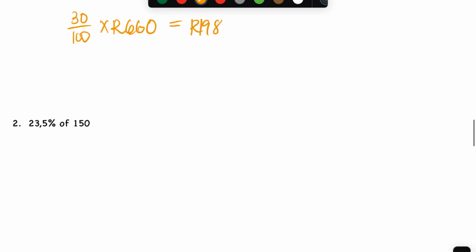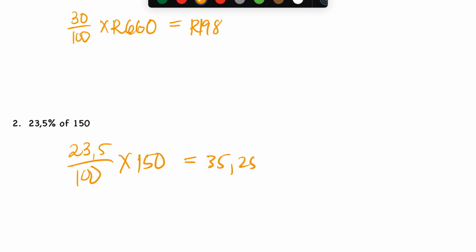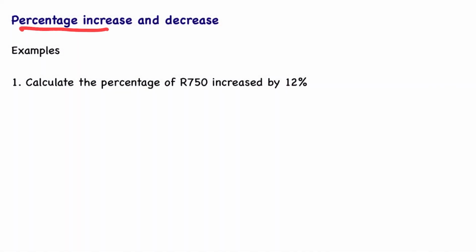And then another one, it says 23.5% of 150. So we'll do the same. We'll say 23.5 divided by 100 and then we times by 150. So 23.5 divided by 100 times by 150. So it is what? It's 35.25, right?